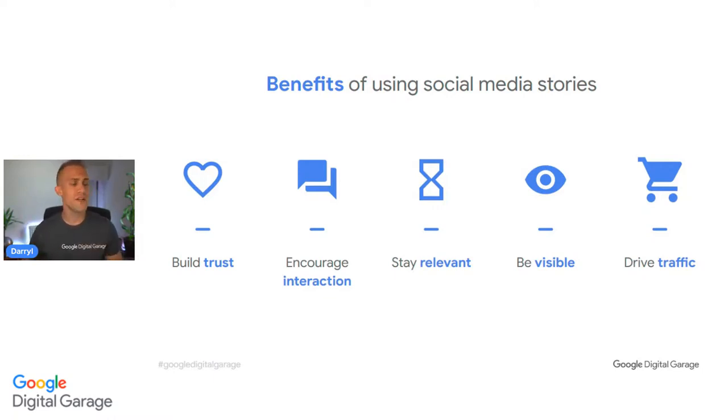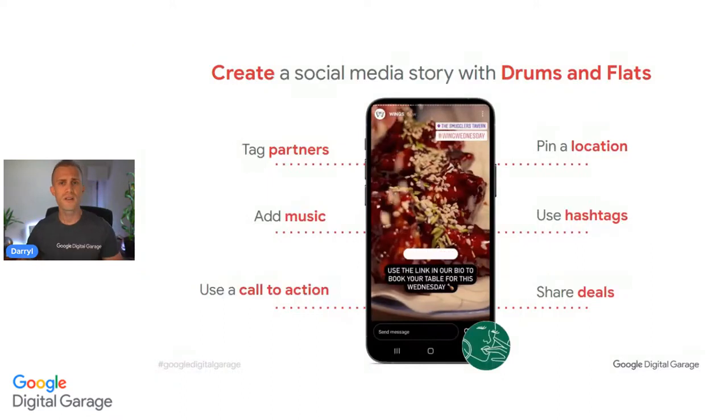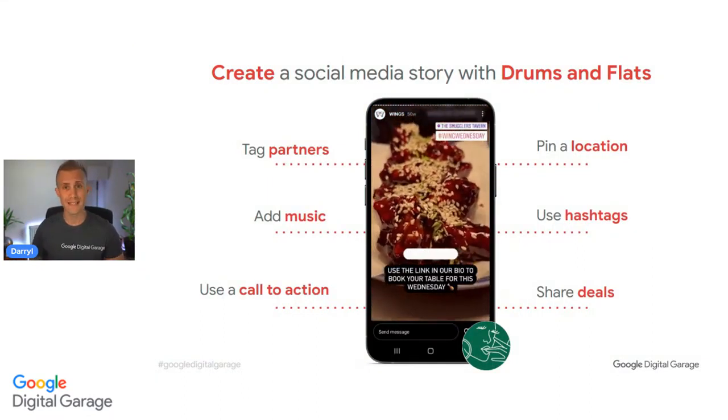Once we've now understood the benefits, how do we then create a story? I'm going to go straight down to the basics. When it comes to creating a story, I'm going to be focusing primarily on Facebook or Instagram, and it's going to look something like this. You can create a story. I'm going to use the example of drum and flats.